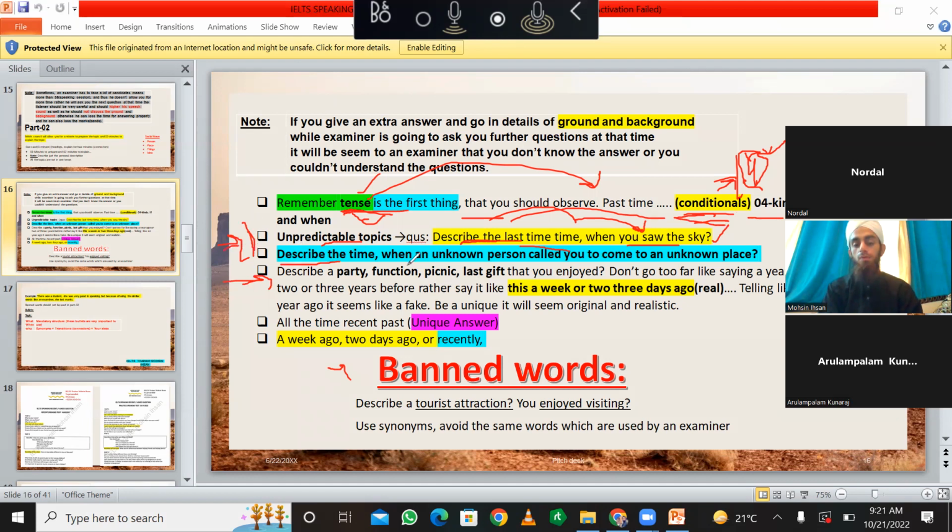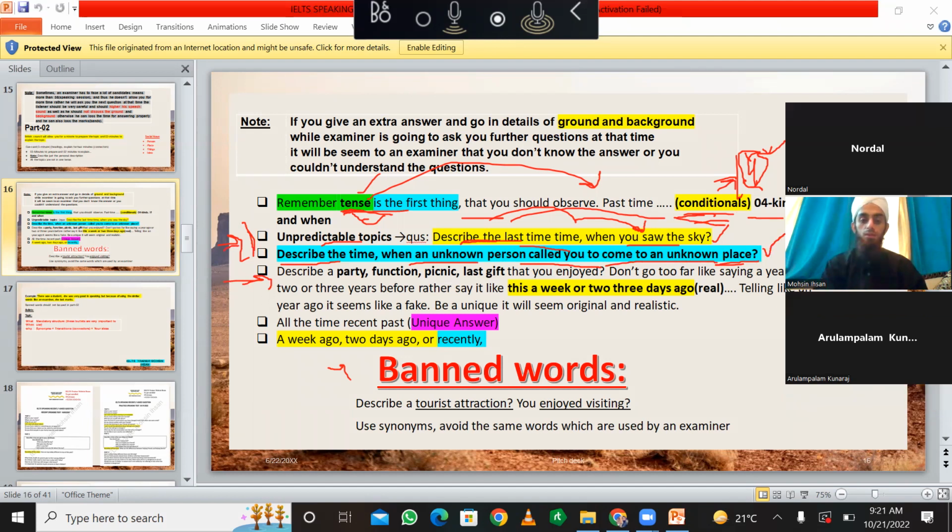Describe the time when an unknown person called you to come to an unknown place. Yes, Kunaraj? Sir, your voice is breaking, not clear. Yes. Describe the time when an unknown person called you to come to an unknown place.